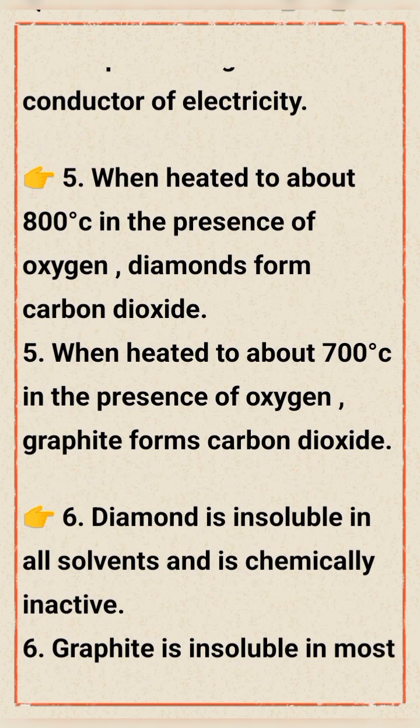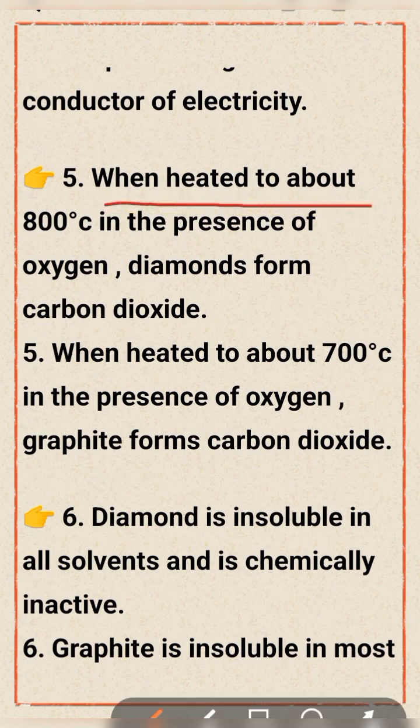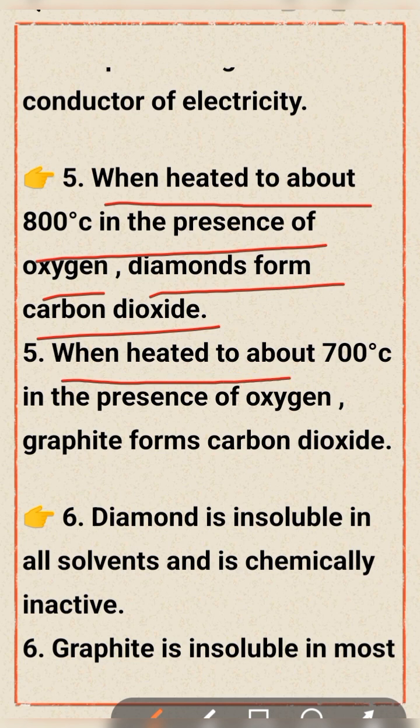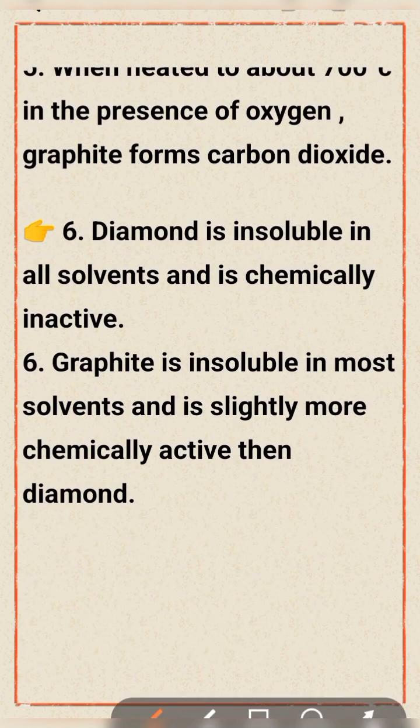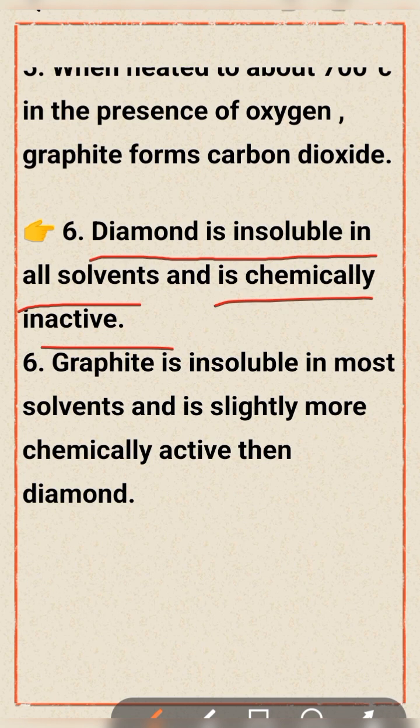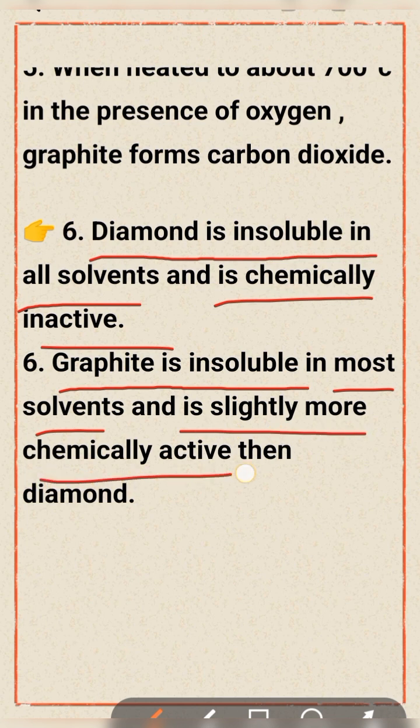Fifth point, when heated to about 800 degrees centigrade in presence of air, that is oxygen, diamond forms carbon dioxide. But when heated to above 700 degrees centigrade in the presence of oxygen, graphite forms carbon dioxide. Next point, the last point, sixth point. Diamond is insoluble in all solvents and is chemically inactive. But graphite is insoluble in most solvents, and is slightly more chemically active than diamond.